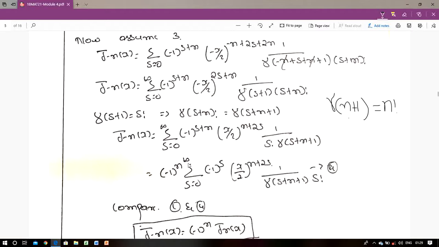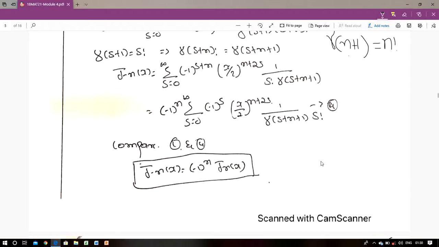Next, this equation can be done as: here (minus 1) to the power of s plus 1 can be written as (minus 1) to the power of n into (minus 1) to the power of s. So (minus 1) to the power of n is taken outside. Summation s equal to 0 to infinity of (minus 1) to the power of s (x by 2) whole to the power of n plus 2s by 1 by s factorial into gamma of s plus n plus 1.